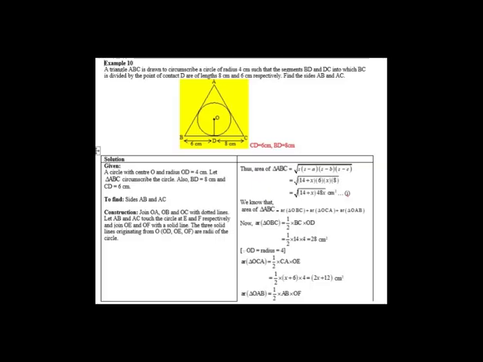We know that area of triangle ABC is equal to area of triangle OBC plus area of triangle OCA plus area of triangle OAB.